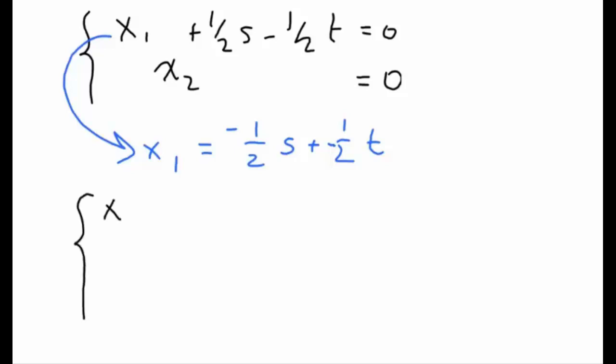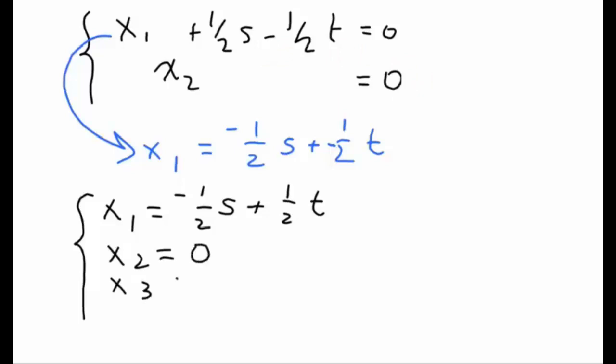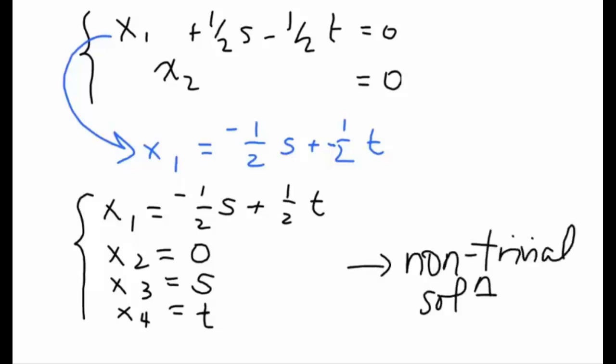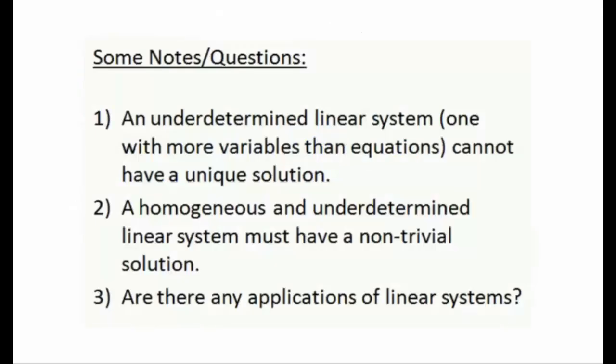And from here we can write down our solution set. So we just solve for x1, so we'll just copy that back down. Up here we have that x2 is equal to 0. x3 is one of our parameters, it's equal to s, and x4 is also a parameter equal to t. Since we started with a homogeneous linear system and we ended up with an infinite solution, we call this a non-trivial solution.